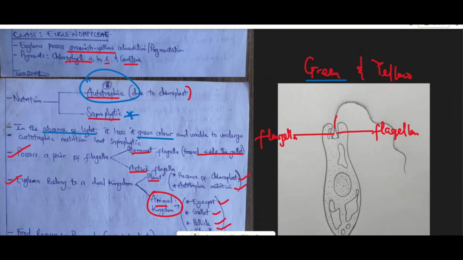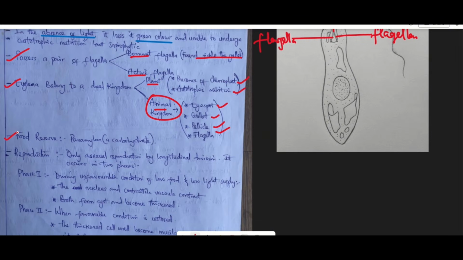So the next thing is for us to talk about its food reserve. For the food reserve, Euglena stores its food as paramylon, which is a carbohydrate. Now, does Euglena undergo reproduction? Yes, it does, but only asexual reproduction. And this asexual reproduction is divided into two phases. The first phase is during unfavorable condition, and the second phase is when the condition is favorable.